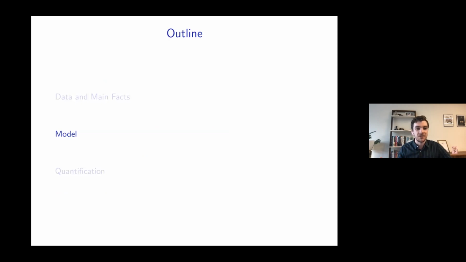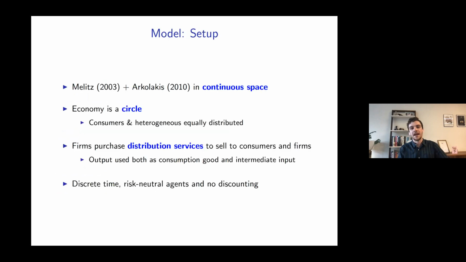I am conscious of time, so I want to show you the basic structure of the model and then get to how we're going to calibrate and quantify the model to the data facts that I showed you. The model setup is fairly standard and familiar. Think of Melitz plus an Arkolakis model in continuous space and without international trade. And to keep things very simple, we're going to view the economy as a circle where everything is symmetric.